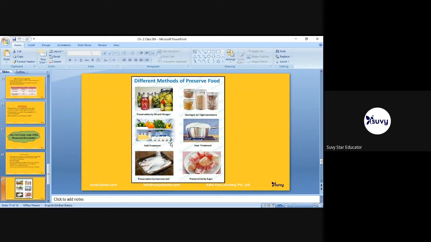Next is cold treatment. We have refrigerators at home. Whatever we buy from the market, we put it in the refrigerator, be it any vegetable, fruit, cakes, or dairy products. We put everything in the refrigerator, right? Have you ever wondered why this is done?